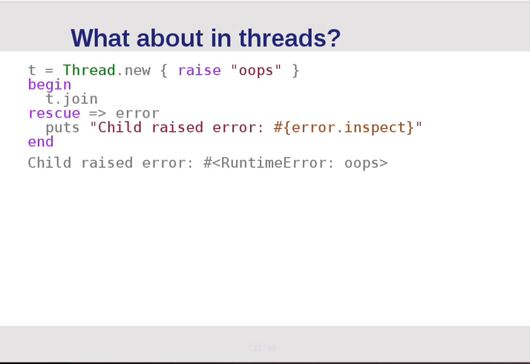If an exception reaches the top level in a thread, it is held in that thread. The thread is dead, but the exception is held until another thread joins it, and then the exception is re-raised in the joining thread.